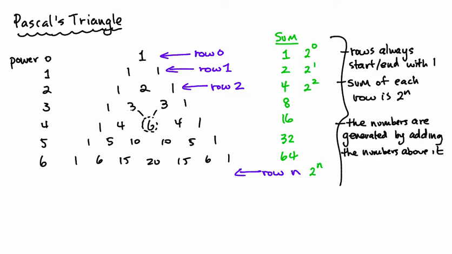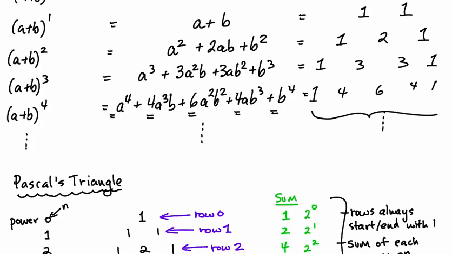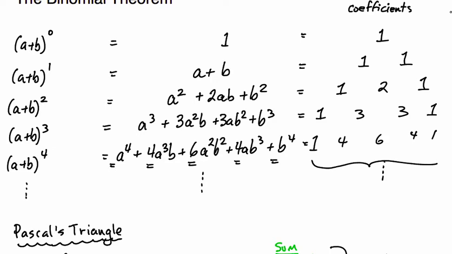So in the first row 0, there's 1 term, and in row 1 there's 2 terms, and in row 2 there's 3 terms. So the number of terms in a row is 1 more than the power of that binomial, 1 more than n. Now, when we were taking a look at binomials, like up here, the a plus b is a binomial, and expanding them out, you'll also notice that there's some patterns with how the letters and the powers with the letters go.